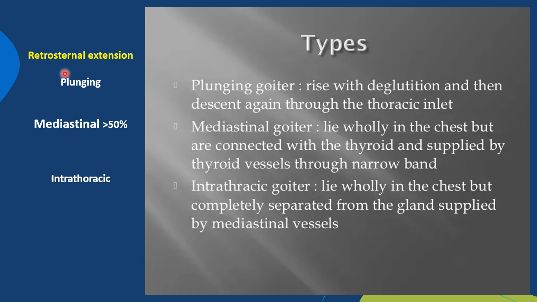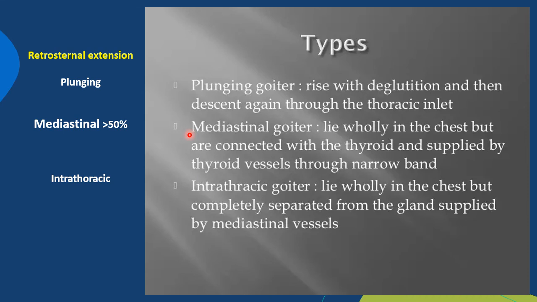Now, protrusional extension of the thyroid. There are a few types. Plunging goiter, rise with deglutition, and then descend again through the thoracic inlet. So when the patient swallows, it comes up out of the thoracic inlet, and after that it goes back into the thoracic inlet.